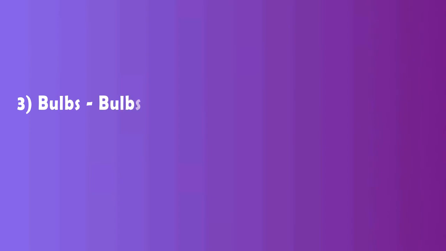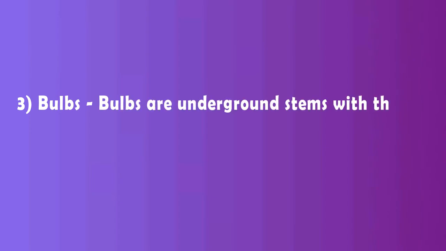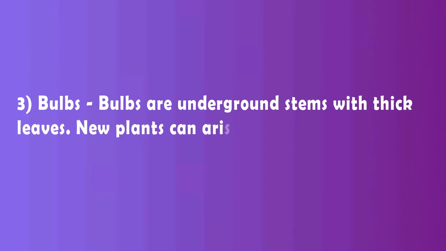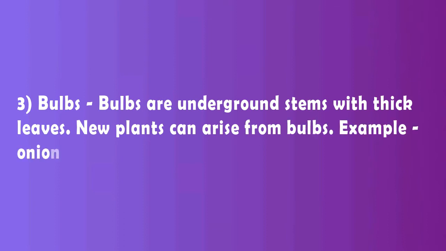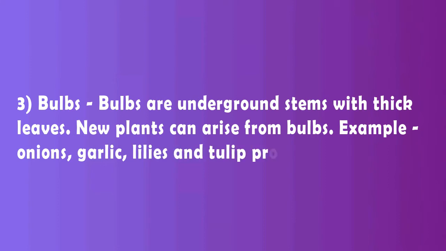Third, bulbs. Bulbs are underground stems. When thick leaves form, new plants can arise from bulbs. Example: onions, garlic, lilies and tulip propagate from bulbs.